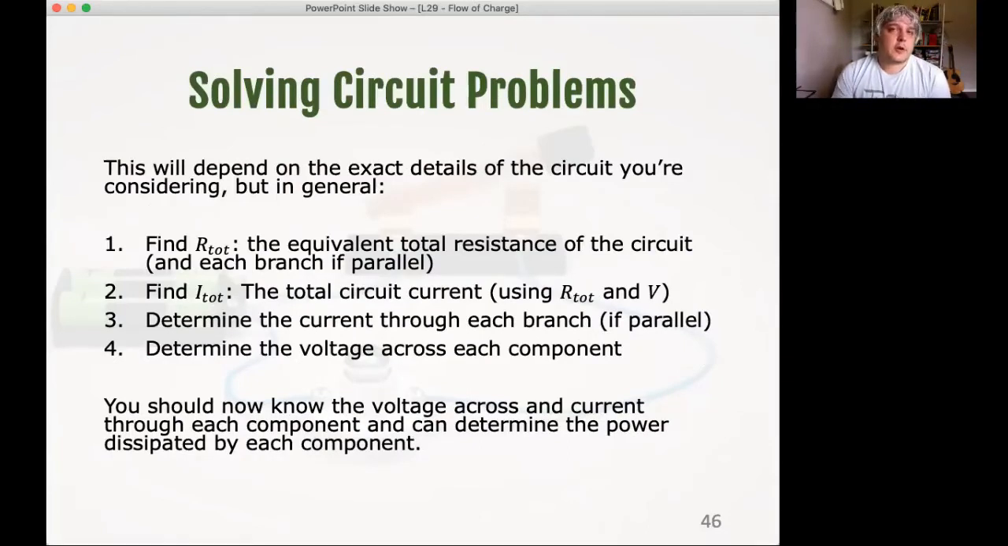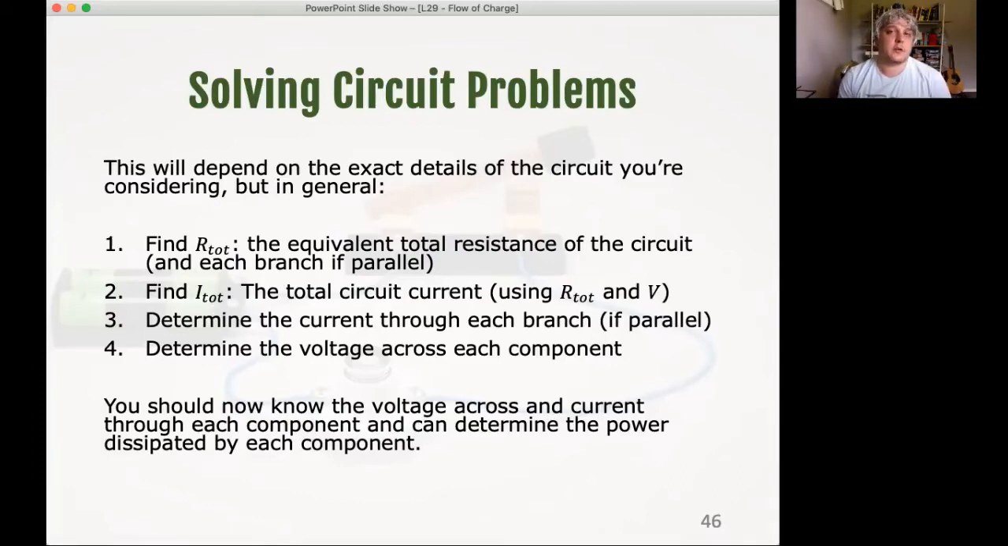So, solving circuit problems. We now understand parallel and series circuits. We understand all of the theory behind it. The last thing to do is to figure out how to actually get that information off a circuit diagram. And generally, when we're looking at a circuit diagram, we want to be able to find the equivalent total resistance, the total circuit current, and then the circuit current through each branch if there's a parallel section, and the voltage across each component in the circuit.